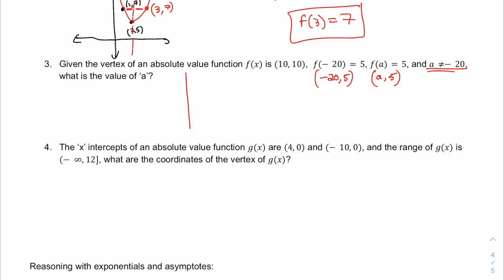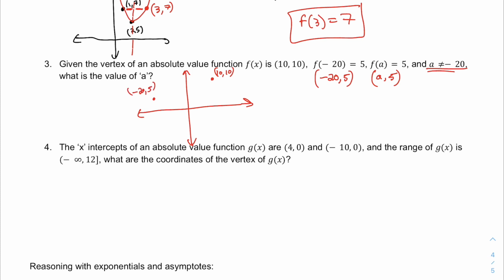Well, let's visualize this. So I want to draw my graph. My vertex is at this point 10, 10. Then there's another coordinate negative 20, 5, which I'll put out here.